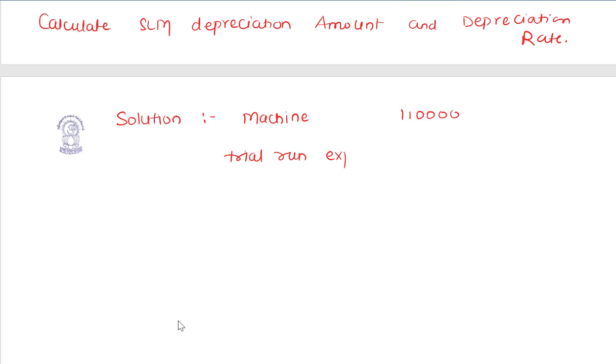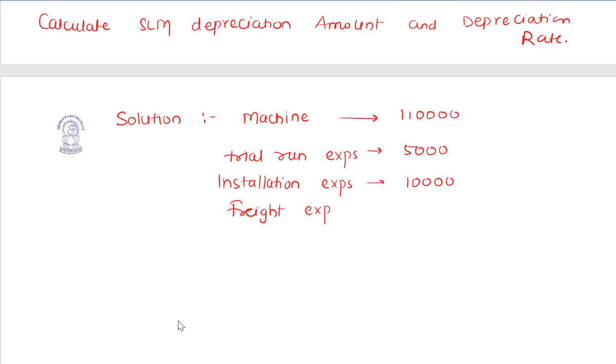Add trial run expenses, which is 5,000. Add installation expenses, which is 10,000. Then add freight charges, which is 4,000.